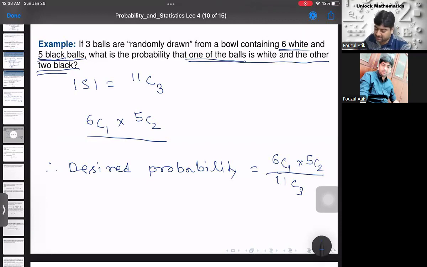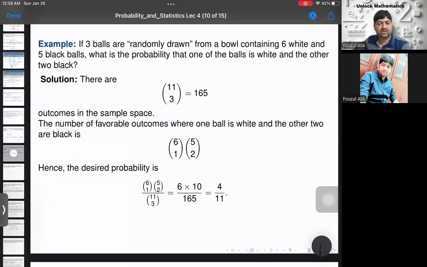And if you just simplify this, you'll be getting 4 by 11. I hope you understand. So this example needs that basic principle of counting, probability of equally likely events, combinations, right? So that's the reason that if you just directly see this example, you may not understand. So you have to go through from the beginning. Okay. So the formal solution is this one. All the things are written in very detail.